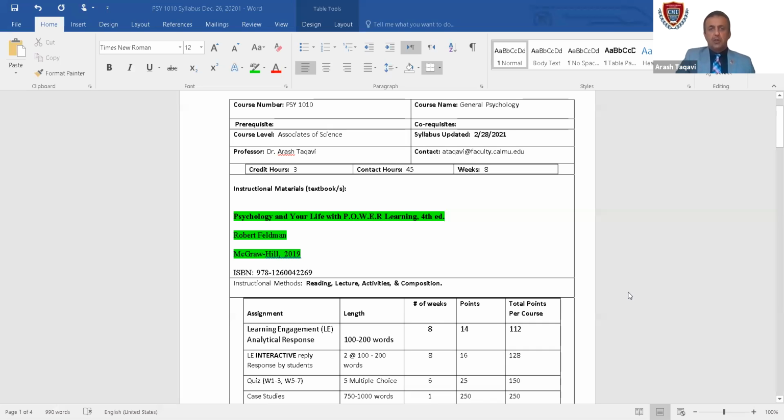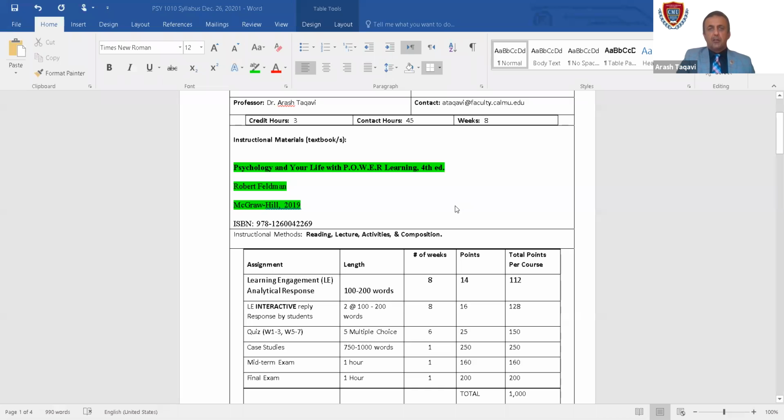So let's go on to introduce the materials of the course to you. This course, like other courses, has 8 weeks. And let me share with you. As you can see here, the textbook is Psychology and Your Life with Power Learning. Power Learning is the model with the acronym POWER by Robert Feldman. The book is from 2019. It's one of the greatest, and not so simple, but also not so hard to understand. It's of average difficulty and complexity for understanding the major concepts of psychology.